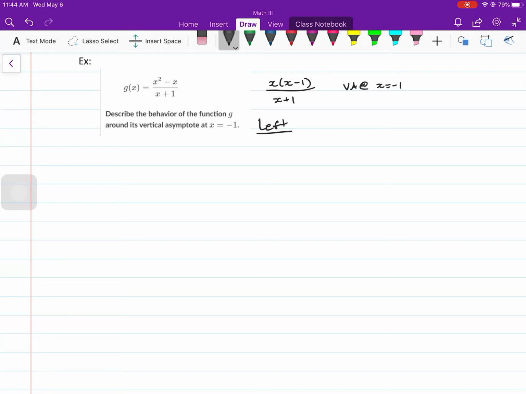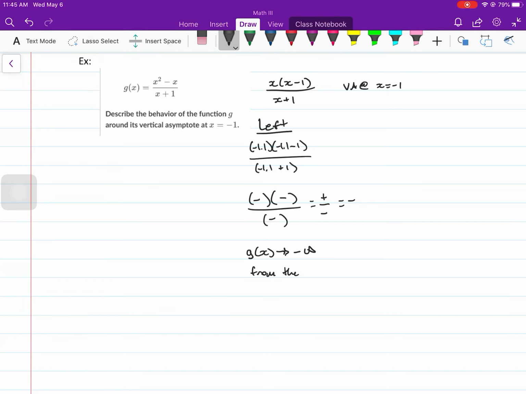And I'm going to plug in a value to the left of negative 1. So negative 1.1. If I put in negative 1.1 for x, we're most curious about the signs. So negative 1.1, obviously that's negative. Then negative 1.1 minus 1 is also negative. And then negative 1.1 plus 1, well, that's also negative. So that's going to equal a positive over a negative, which is negative. So f of x, or in this case actually it's g of x, is going to approach negative infinity from the left.